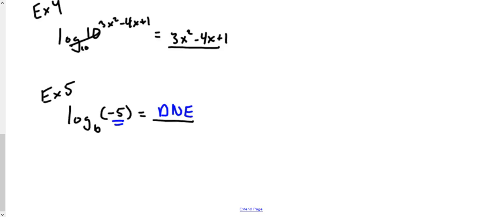And the reason why, if you're wondering, is because remember, logs are exponents. We're always asking ourselves, what is the exponent of b that will give me negative 5? That's how you solve that. Well, there is no exponent of b that will give me negative 5, because you never get a negative number. So that is why that one doesn't exist.